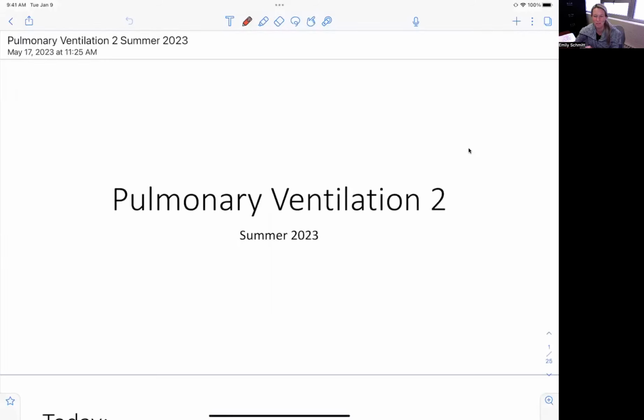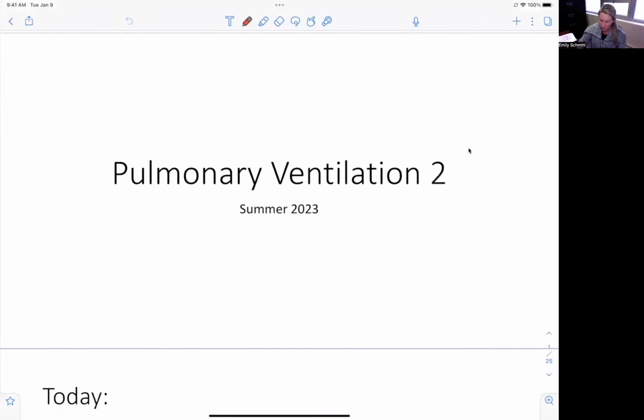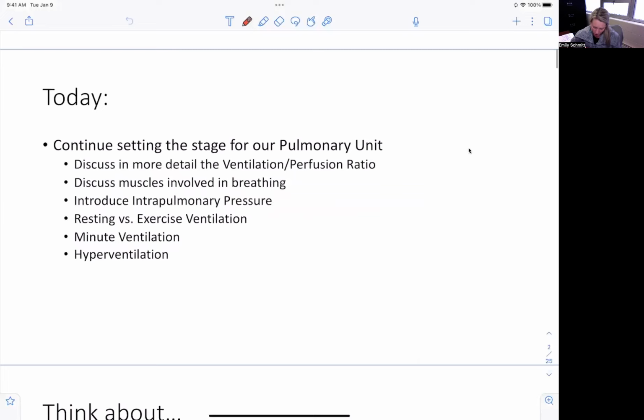Hi. Okay, pulmonary ventilation part two. So we just sort of laid the foundation anatomically and introduced some key terms. So we are going to keep that momentum going with our pulmonary ventilation part two. Here are some of the topics that we are going to discuss.